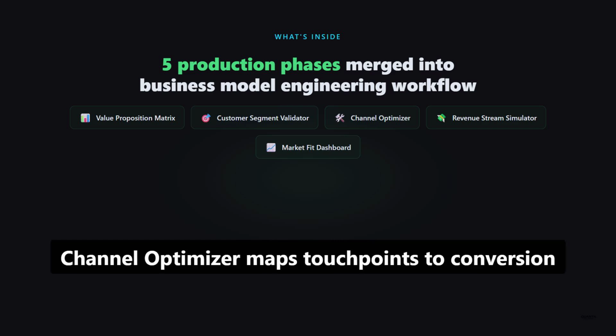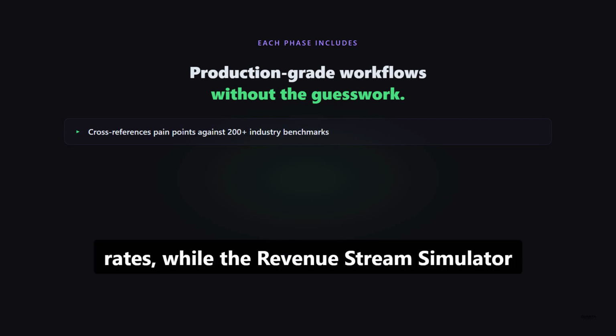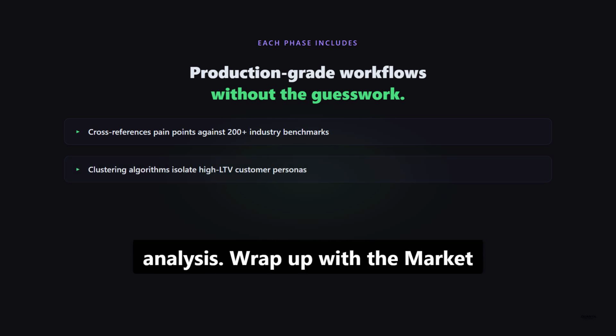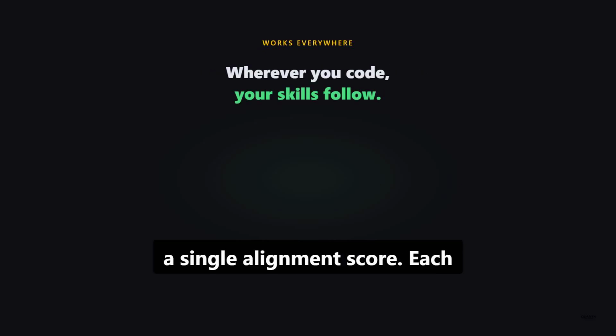Drag and drop channel optimizer maps touch points to conversion rates, while the revenue stream simulator stress tests pricing models with Monte Carlo analysis. Wrap up with the market fit dashboard, which synthesizes everything into a single alignment score.